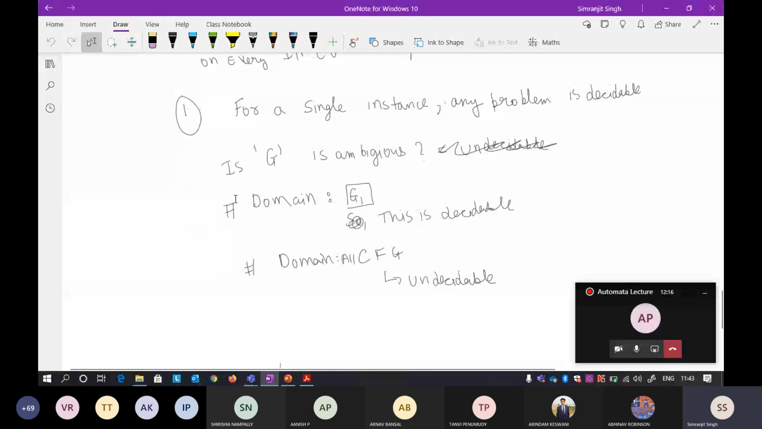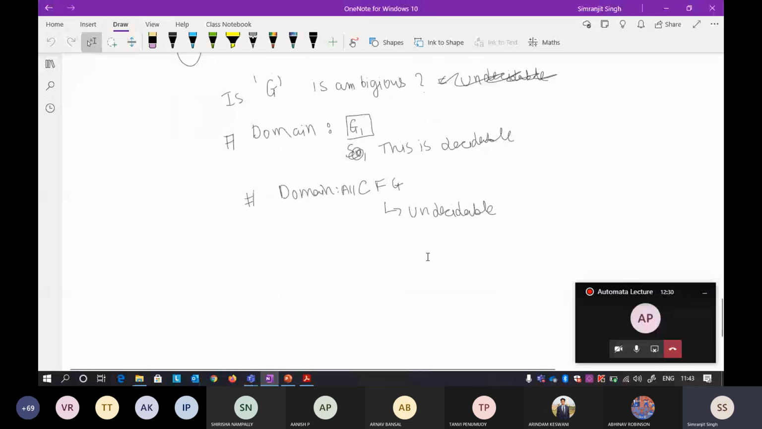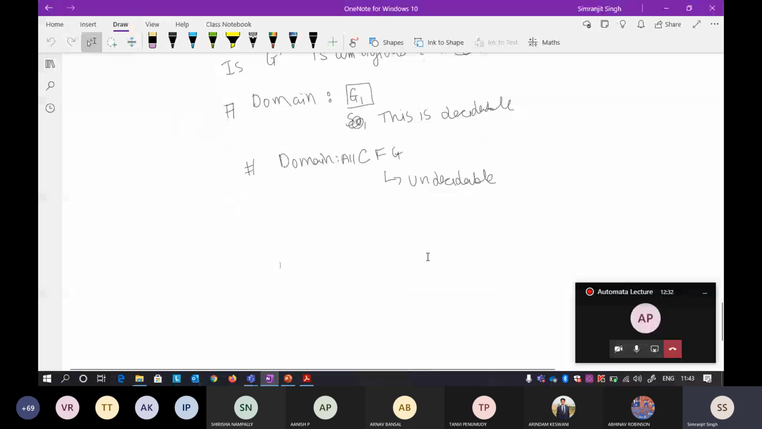Okay, so I'll take this example: for a single instance, this ambiguity problem is decidable, but if I include more grammars in the domain, this particular problem will become undecidable. Okay, so that is the only difference.